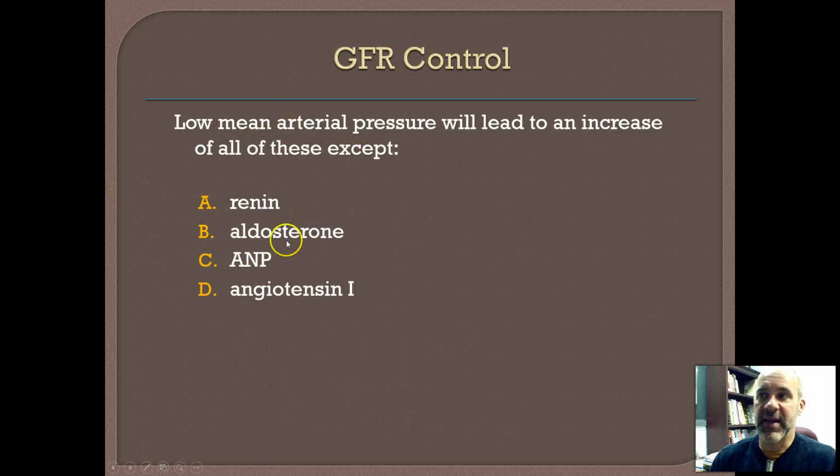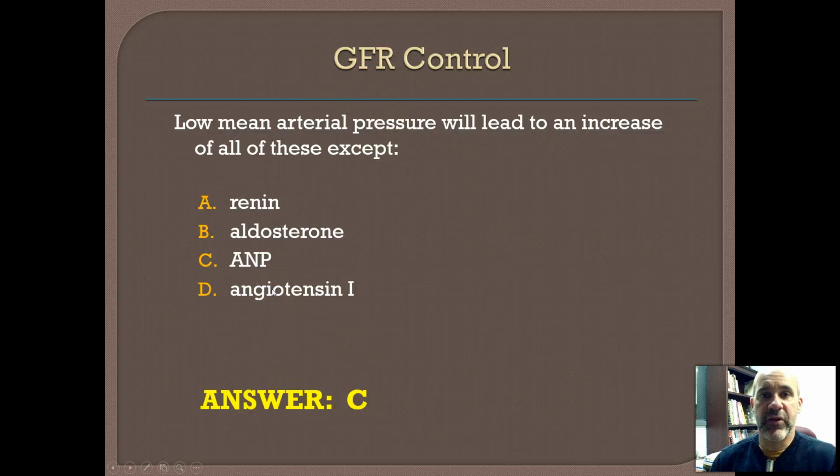So one of these you would not expect to be at higher levels if you had low blood pressure. And hopefully you're thinking C, the ANP, the atrial natriuretic peptide. We just talked about that.